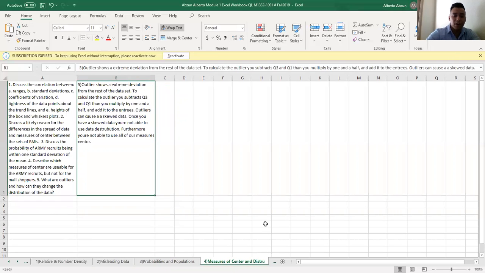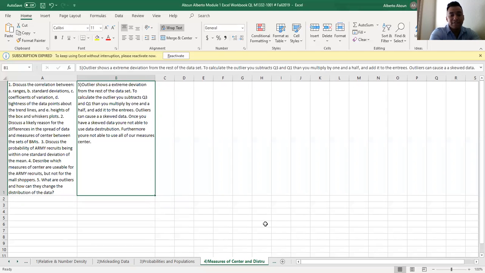Our fourth topic is measures of center and distribution. I decided to answer question number 5, and that is, what are outliers and how can they change the distribution of the data? So an outlier shows an extreme deviation from the rest of the data set. To calculate the outlier, you subtract Q1 from Q3, then multiply by 1.5 and add it to the entries.